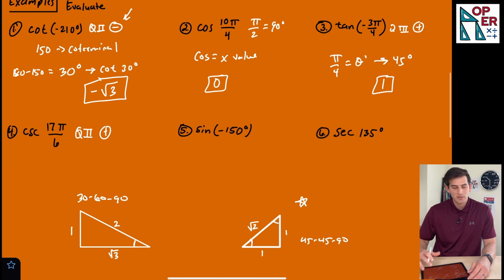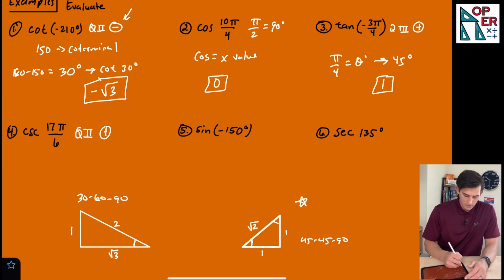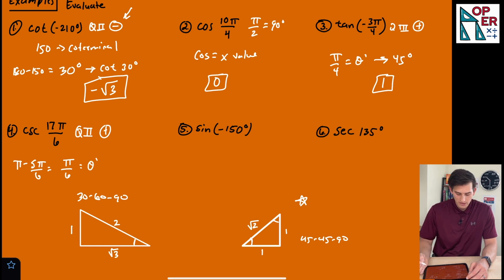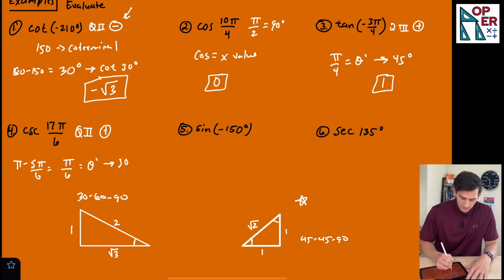All right, so now 5 pi over 6. For our reference angle, we're going to do pi minus 5 pi over 6, and we end up with just pi over 6 as our reference angle. If we think about pi over 6 in terms of degrees, this would be 180 over 6, or in other words, 30 degrees. So this would be the same as 30 degrees.